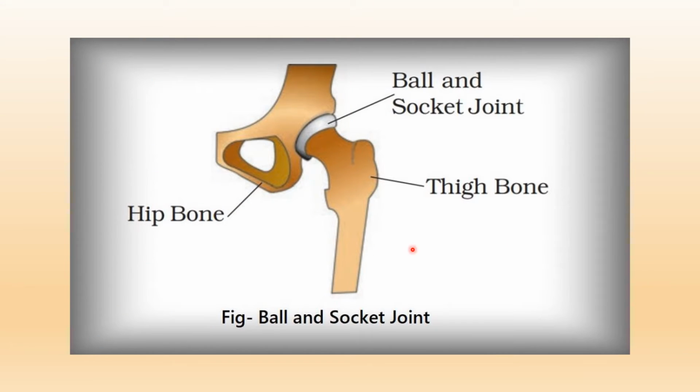Now the hip joint, here you can see the hip bone, is also a ball and socket joint. This is the thigh bone, and this is the rounded end, and this is the cavity, and it fits into this, and it allows movement in all directions.